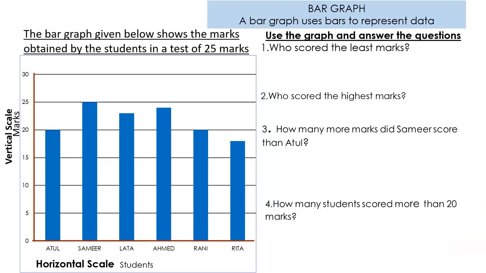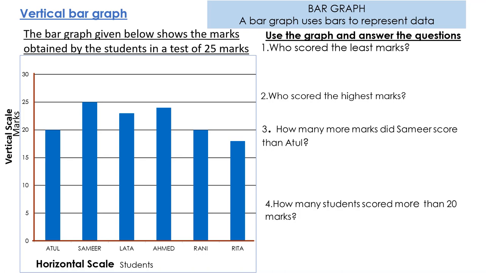Now let us begin with bar graph. A bar graph uses bars to represent data. This is a vertical bar graph. Now we will revise bar graph using this example. The bar graph given below shows the marks obtained by the students in a test of 25 marks. In this bar graph, the vertical scale represents marks and the horizontal scale represents students. Use the graph and answer the questions.